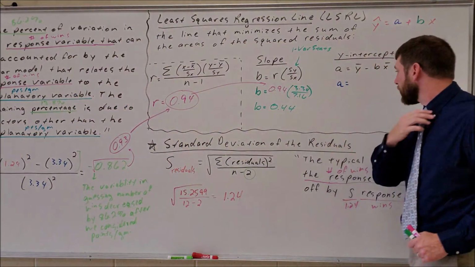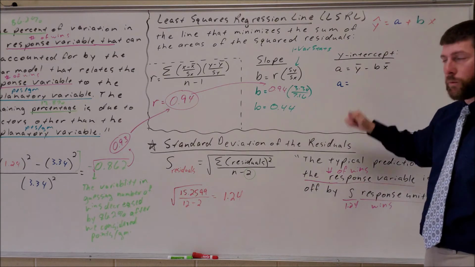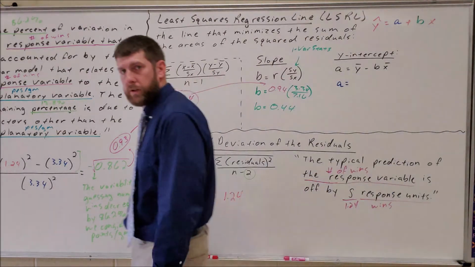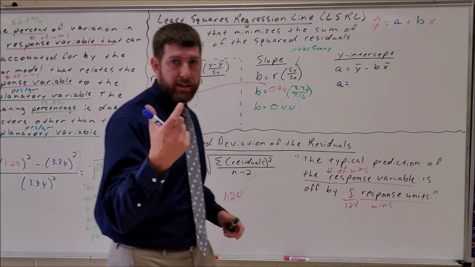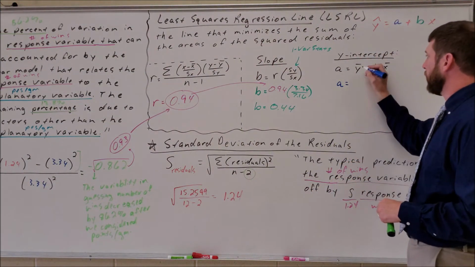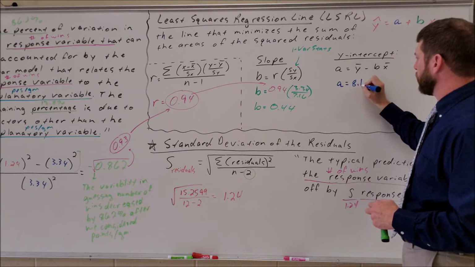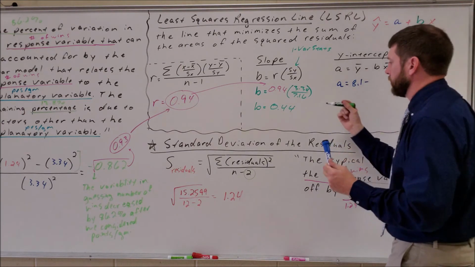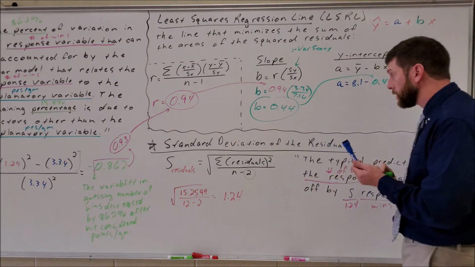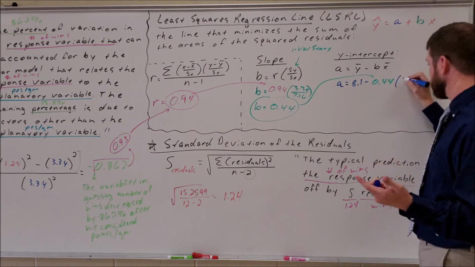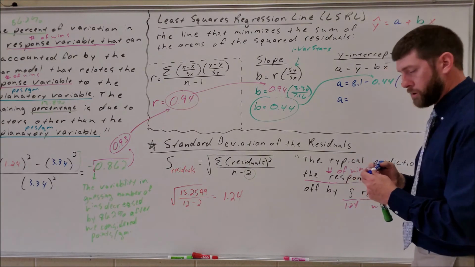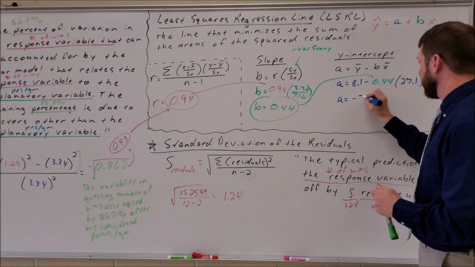All right, so now that I have a slope, I can get my equation of my line because I can get my y-intercept. So we're going to take our slope and we're going to match it up with that point that we do know, which is x bar y bar. So it's got to go through the x bar y bar point. So our average number of wins was 8.1 wins minus my slope, 0.44, times my average points per game, 27.1 points per game.